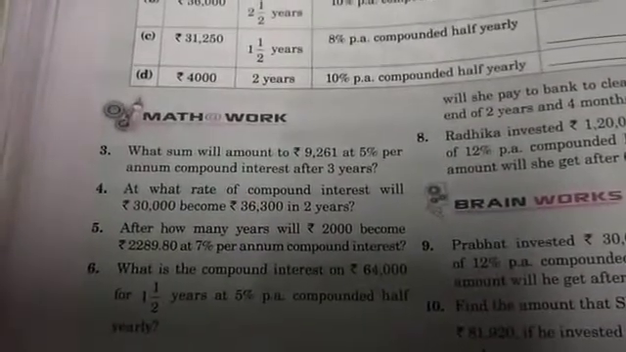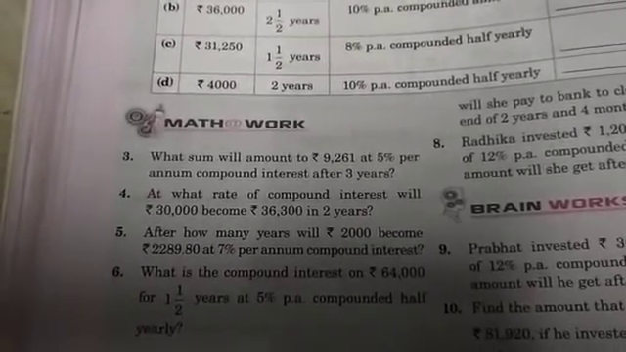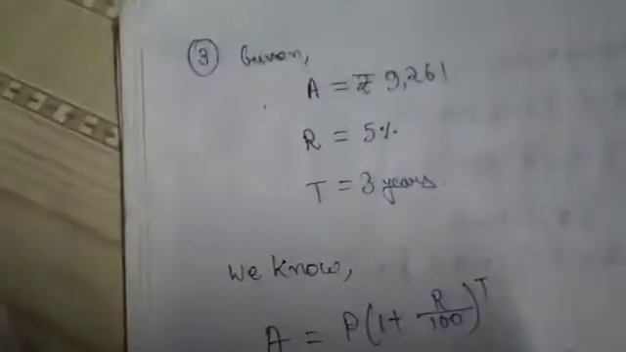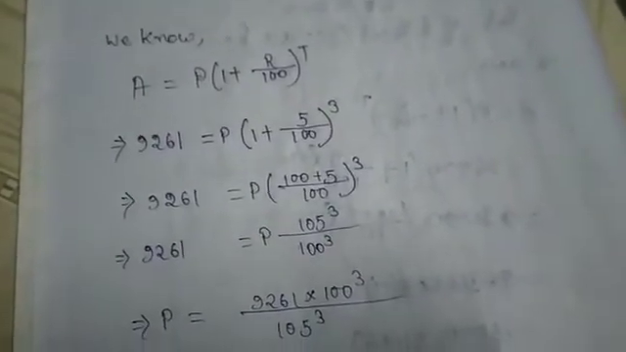Now question number 3. What sum will amount to rupees 9,261 at 5% per annum compounded interest after 3 years? Here amount is given as 9,261. Rate of interest is 5% per annum, 5% PA. Time is given as 3 years. Then so it's very easy. Here exactly the values, all the values are given except P.